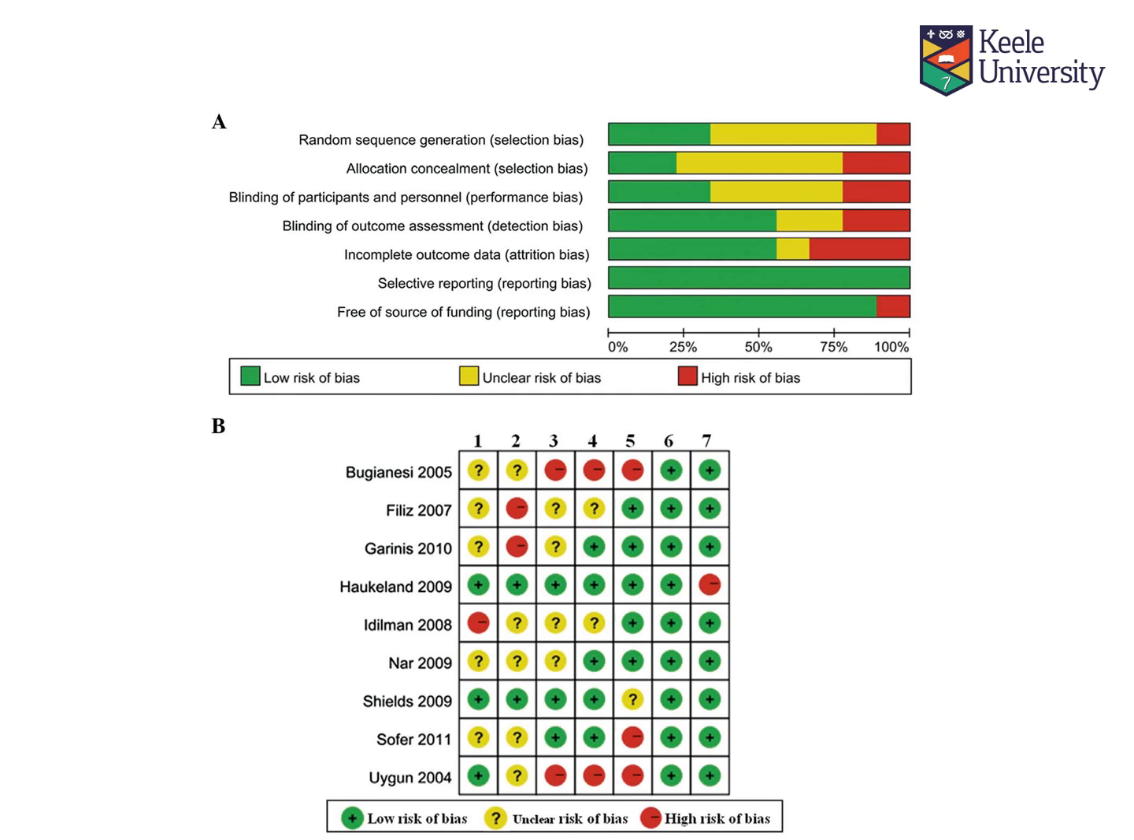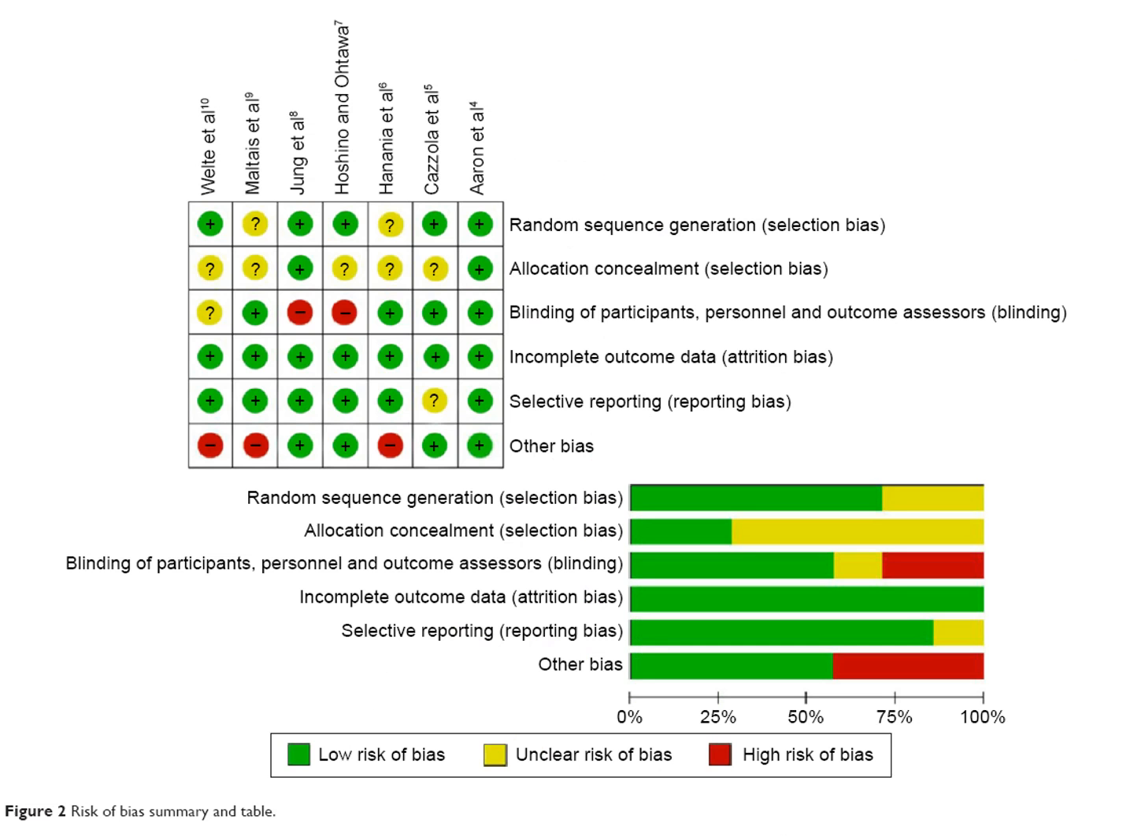So the top of the slide gives you a proportion of the overall studies included in the review as to what their risk of bias is for these domains, not for individual studies. The lower half is for individual studies. So this is just to familiarize yourself with how these results are presented in papers.